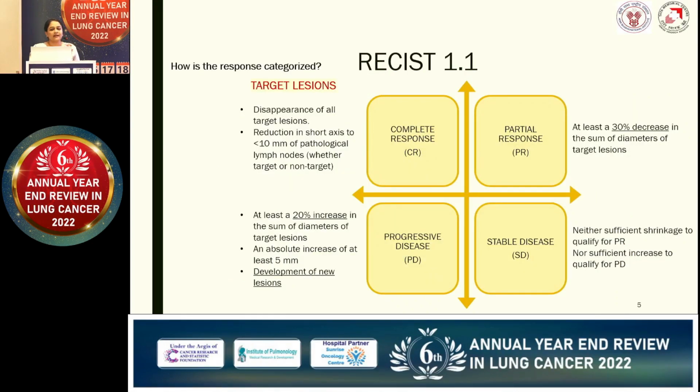The response is categorized into 4: complete response, partial response, progressive disease, and stable disease. I will not speak in much detail of what is presented on the slide. It's important here to know that progressive disease is at least a 20% increase in the sum of diameters or development of new lesions, and an absolute increase of 5 millimeters. Partial response, to be borne in mind, is at least a 30% decrease in the sum of diameters of the target lesions. And stable disease, as the name suggests, and complete response, of course.